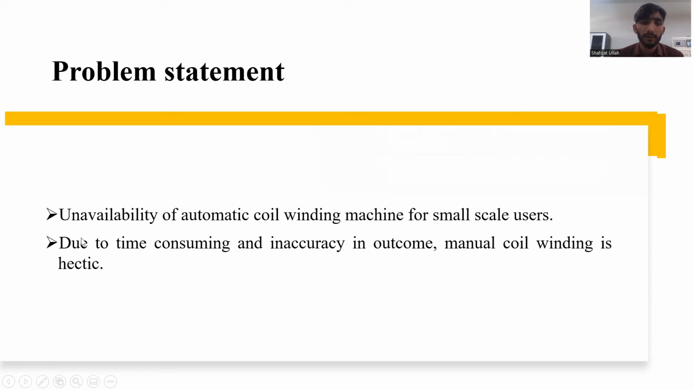For small scale users, due to time consumption and inaccuracy of outcome, the manual coil winding machine is hectic. The manual coil winding machine, which we see in our daily life, is very time consuming and inaccurate, and its efficiency is not so good. Tension in the wire and air gaps are the major parts we are going to work on.